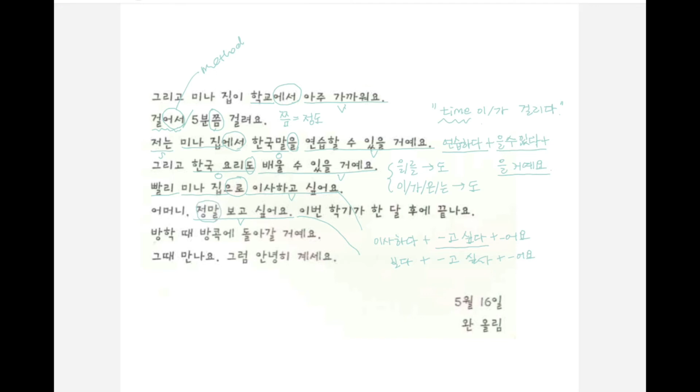이번 학기가 한 달 후에 끝나요. 자, this is the subject. 이번 학기, 학기 means semester. So this semester ends. 끝나다. Ends. After 1 month. 한 달 후에. This is additional information, isn't it? 자, this semester ends after 1 month. 방학 때 방콕에 돌아갈 거예요. So, where's the verb? 돌아갈 거예요. 자, what is the base form?